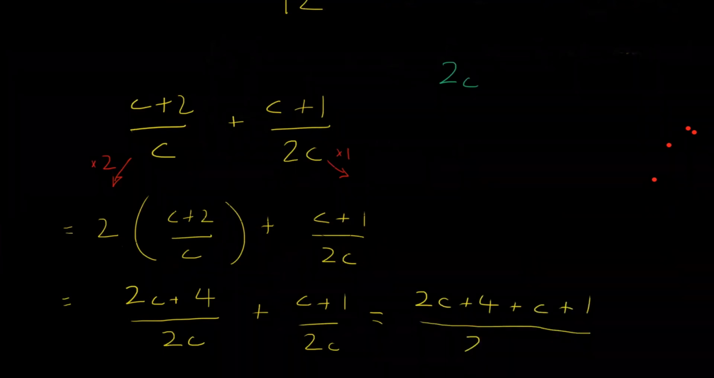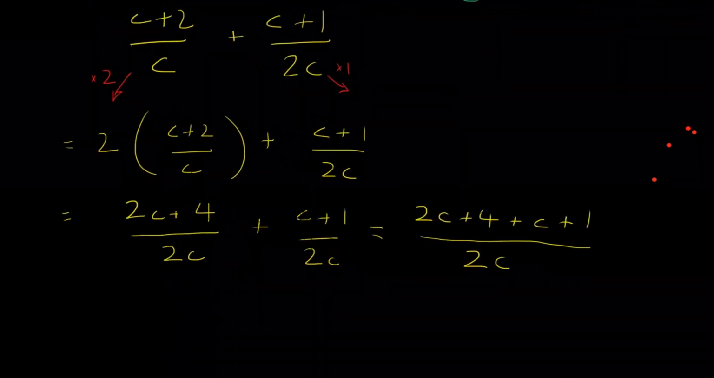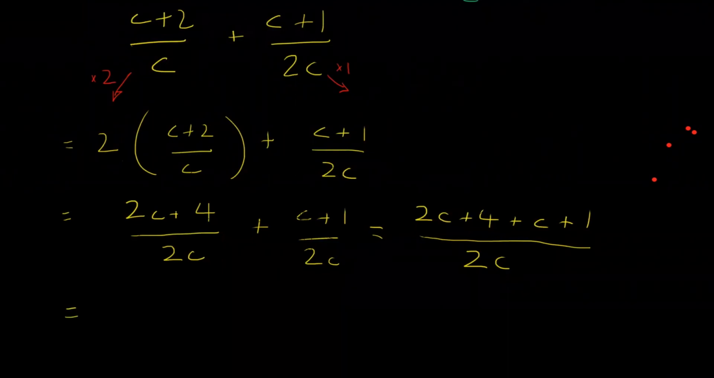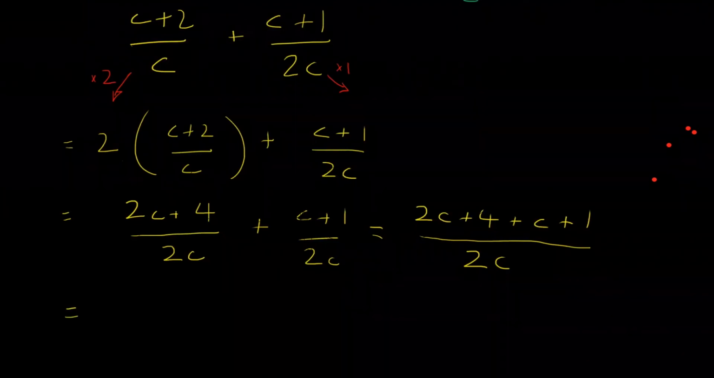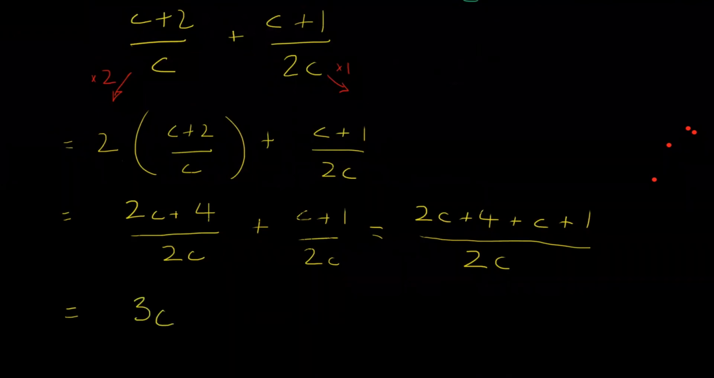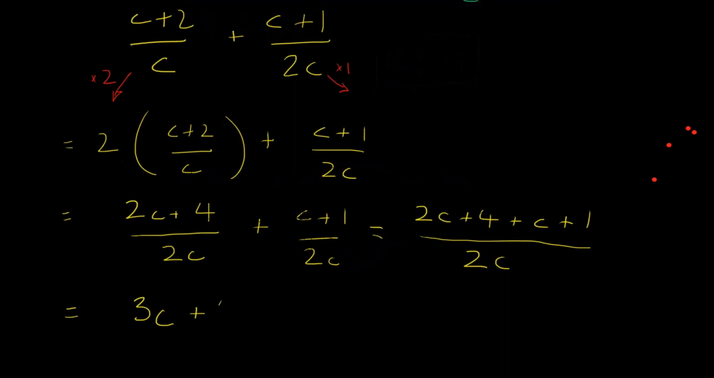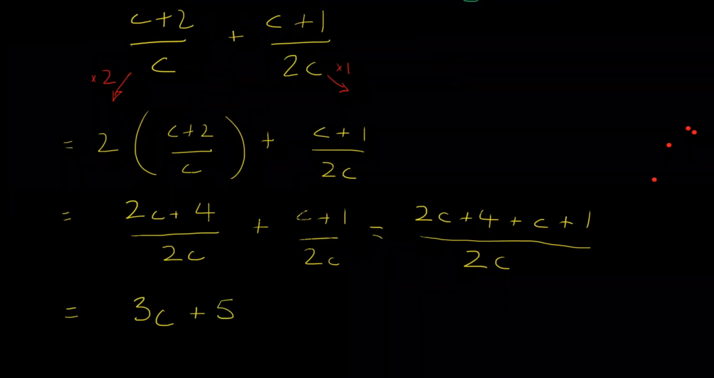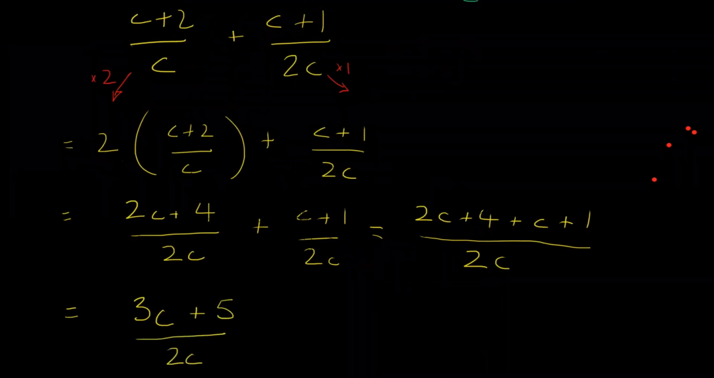Which ones have c? That's 2c and c. Then you do 2c plus c. That's 3c. Plus what? 5. Plus 5, divided by 2c.